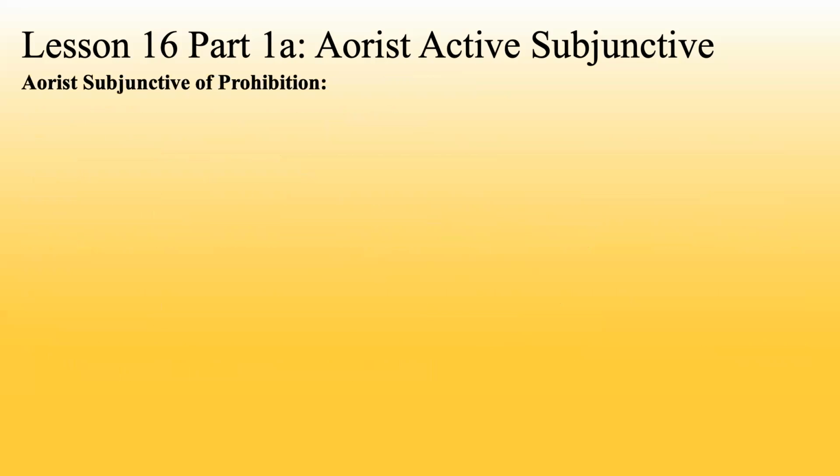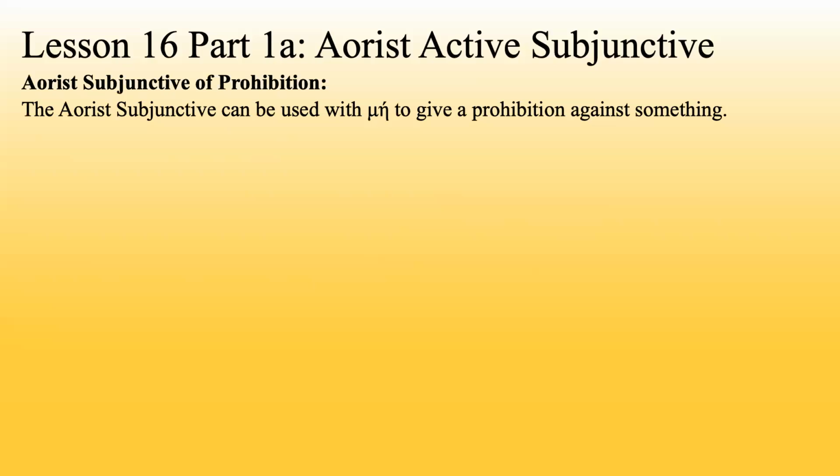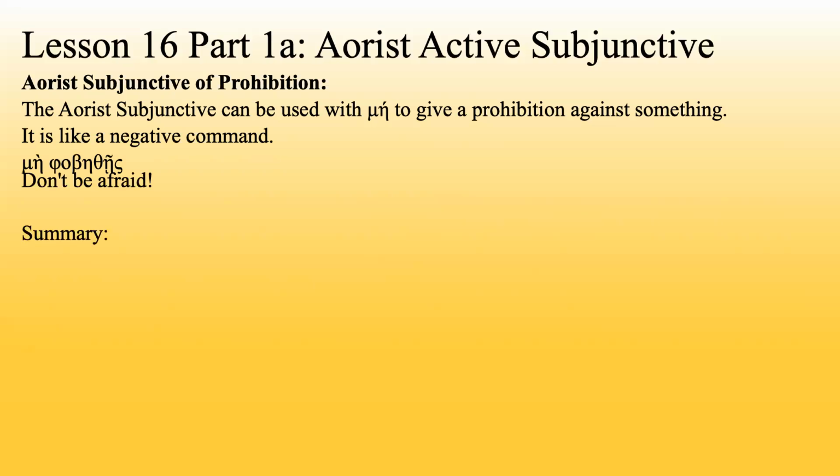All right, now there's a special feature called the aorist subjunctive of prohibition. The aorist subjunctive can be used with may to give a prohibition against doing something. It's like a negative command. So for example, we can get may phobeithes, which means do not be afraid or do not fear.